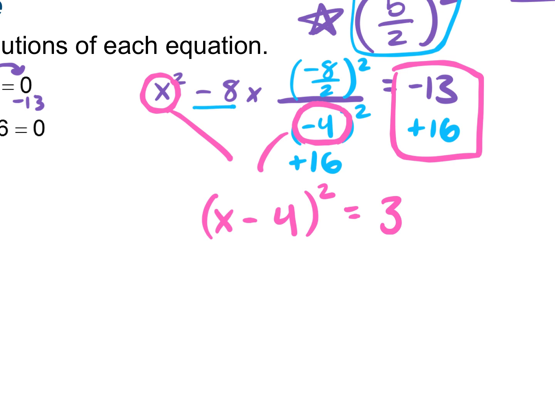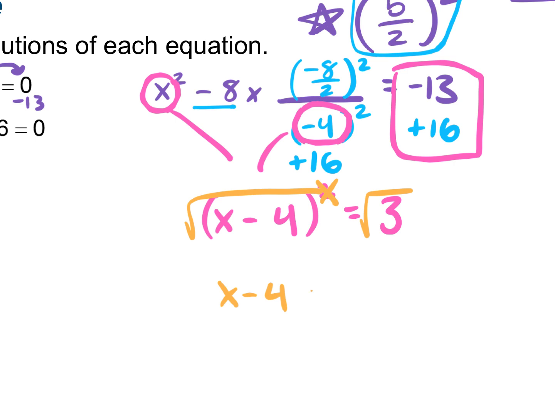Now we have to finish solving. So I'm trying to get the x all by itself. What do you think I need to do next? We're not foiling because that'll take us back to the original question. Square root both sides. We're going to get rid of that squared, so I'm going to square root both sides. So the square root cancels out with the squared.